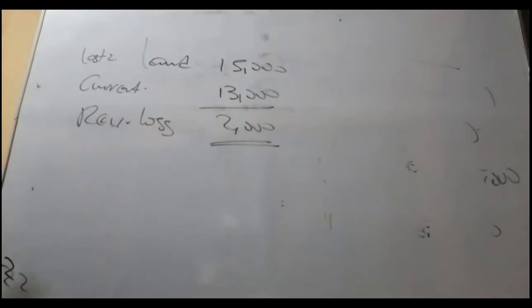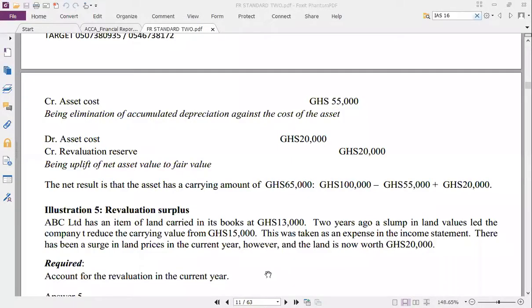Now let's continue. If you can analyze it like this for us, that's all. And this was an expense in the income statement because a revaluation loss must be what? Expense. So this 2,000 was what? Expense in the P&L. Good.